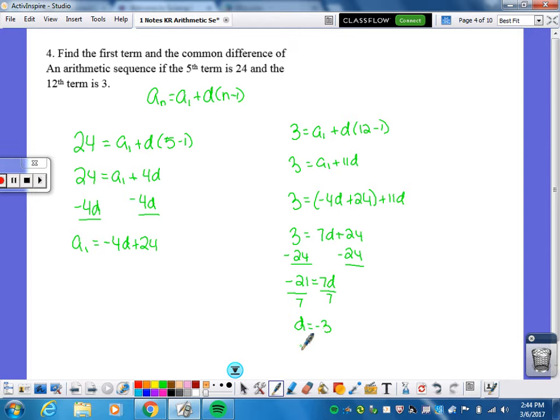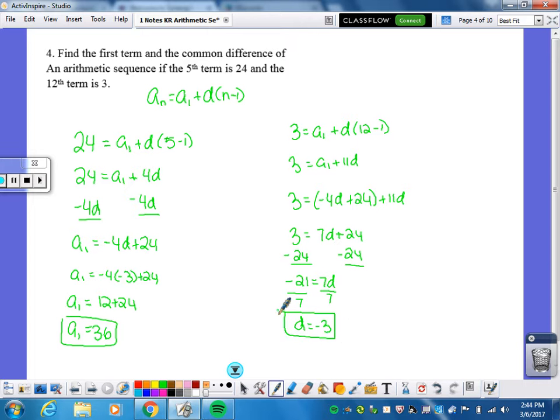Now to get my value for a1, I can substitute d is equal to negative 3 into either equation. I'm going to substitute it into the equation on the left. a1 is equal to negative 4 times negative 3 plus 24. a1 is equal to 12 plus 24, and a1 is going to be equal to 36. And these are our two answers.